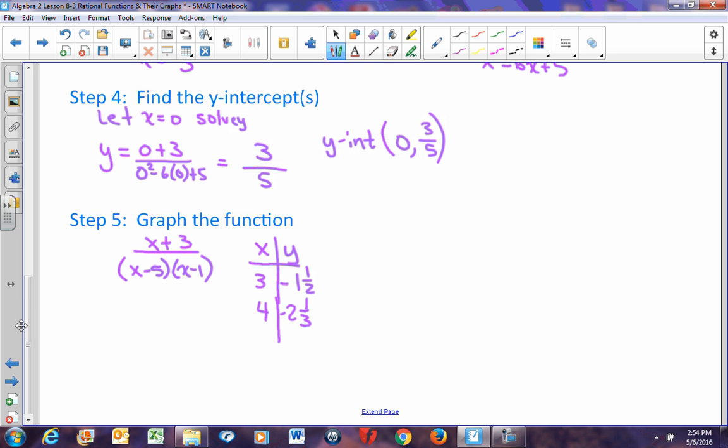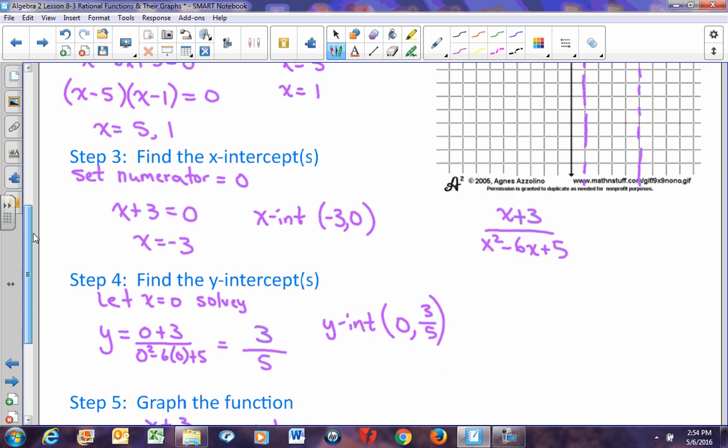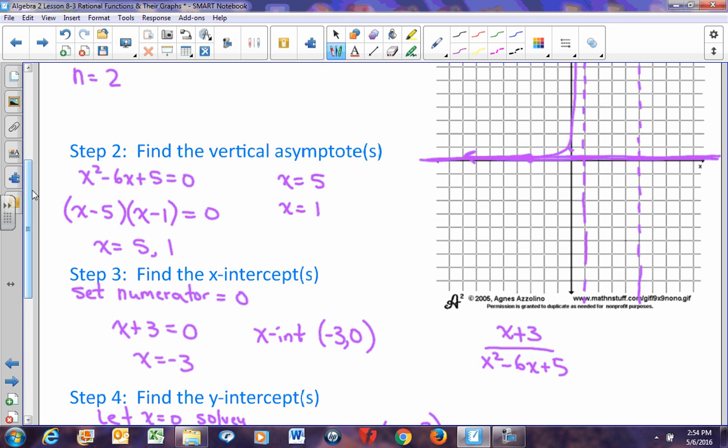So if I look at this, okay, I've got 3, negative 1.5, and 4, negative 2 1/3. So 3, negative 1.5 is here. And I've got 4, negative 2 1/3. So I could be having a line that would go across, but I have a horizontal asymptote, so I know it can't go above the x-axis. So I know I've got to have a graph that looks something like this. So something more of a parabolic graph. It's not perfect, we're just sketching the graph. So there we go. So there's the middle section.